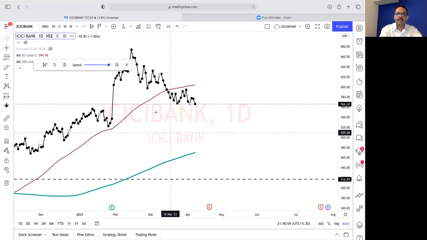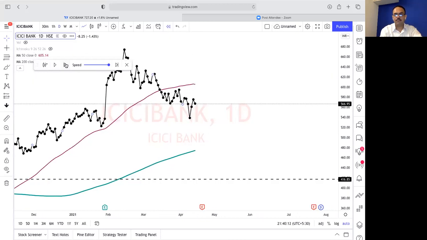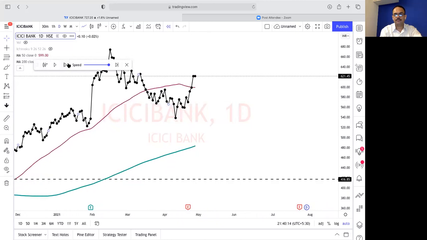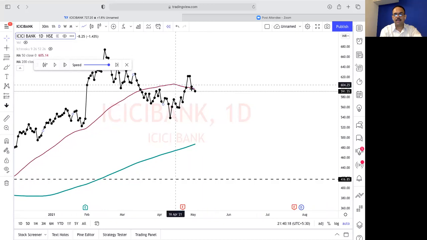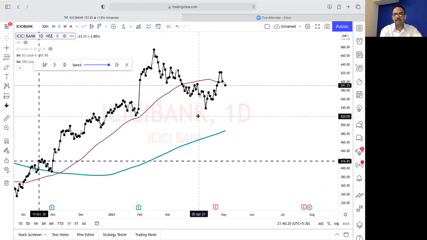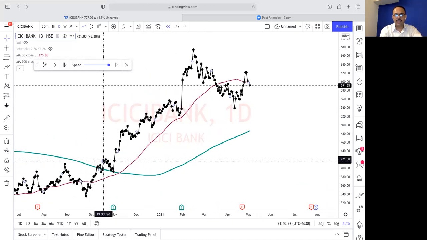I'll repeat. When we were using the 50-day moving average, it crossed below, so we exited here. It crossed up here after a few days, and we entered here. Again, it went down and we exited here. But if you see the 200-day, once we entered here, we have not exited till now. It is still above the 200-day moving average.